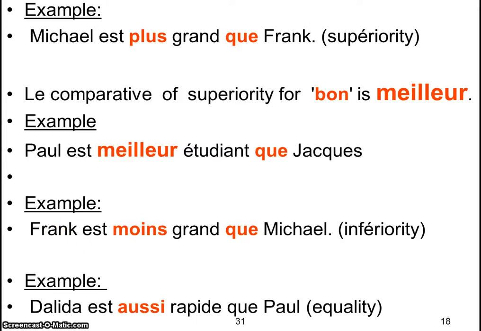Okay, Dalida is as fast as Paul. Okay, so here, aussi rapide. Dalida is female, so rapide has to be feminine. Okay, que Paul. So it's important. Okay, once again we have plus que, moins que, aussi que. Okay, the que here should be red. I kind of forgot to put it red.